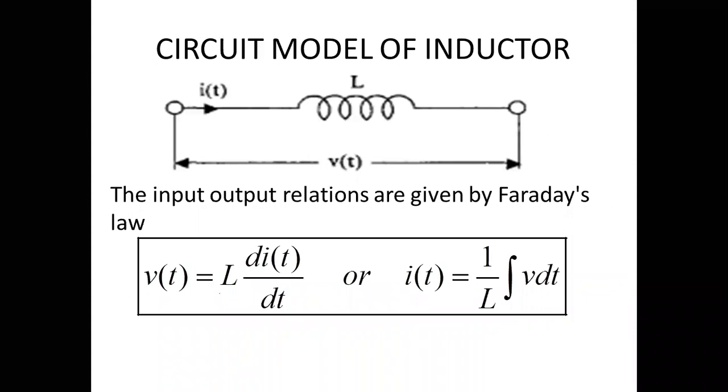The inductor, you can see here, this is the circuit model of an inductor. Here also we can write the input-output relationship using Faraday's law, that is V of t is equal to L into d by dt of I of t, the derivative of the current, or we can write the current I of t is equal to 1 by L into integral V into dt. So this is the circuit model of an inductor.